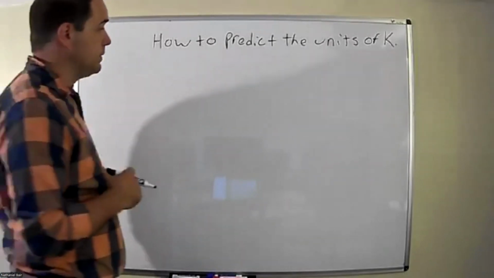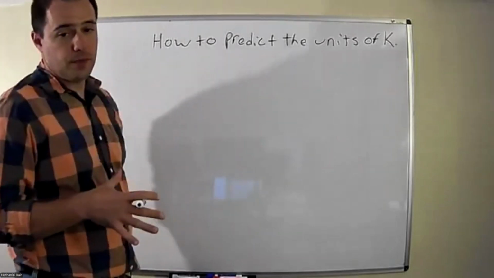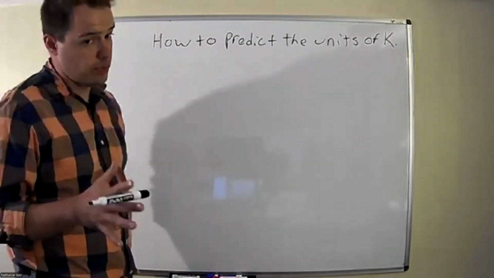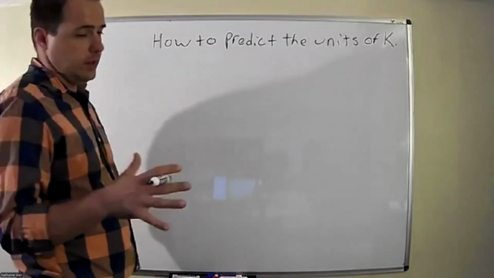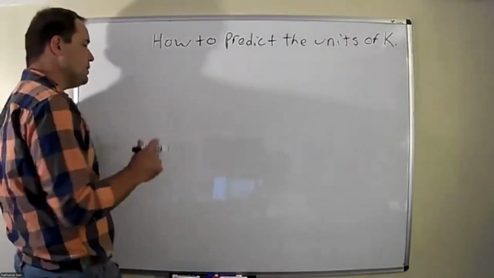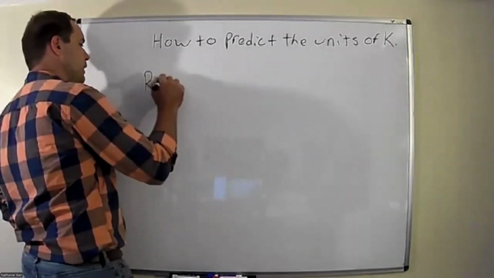I just started teaching. Anyway, how to predict the units for the rate constant K. My high schoolers really struggle with this. My college students are usually more mature. It's not too bad, but it is a little heavy. So here's how we do this. Hang in there, you'll get it, hopefully.